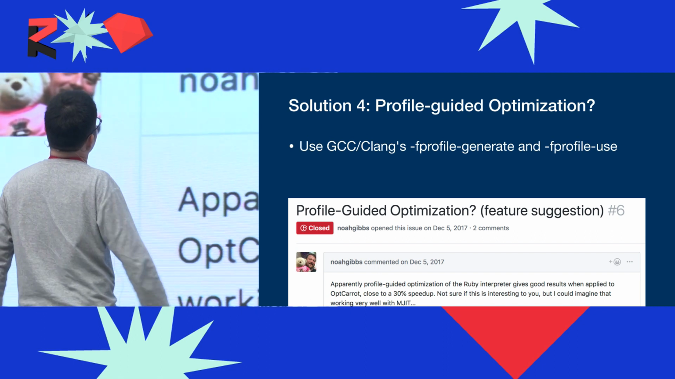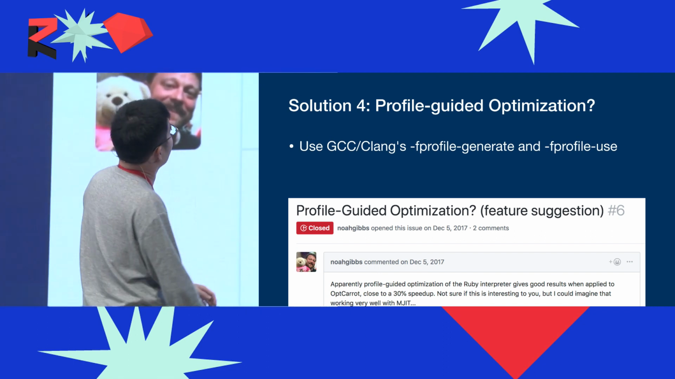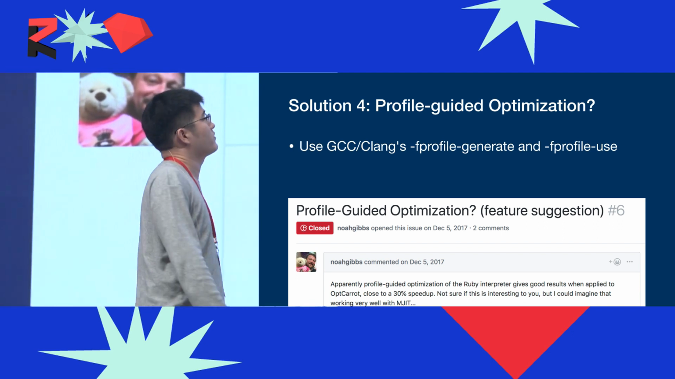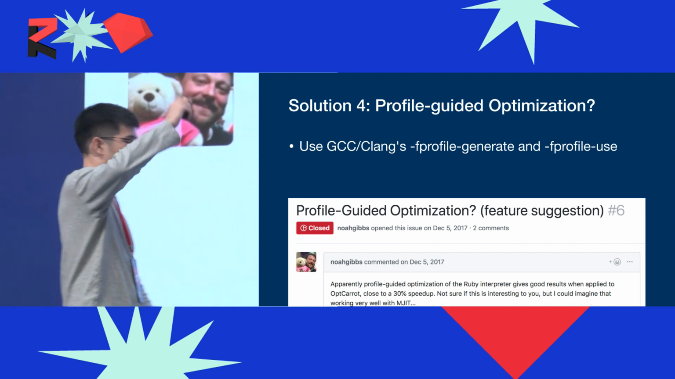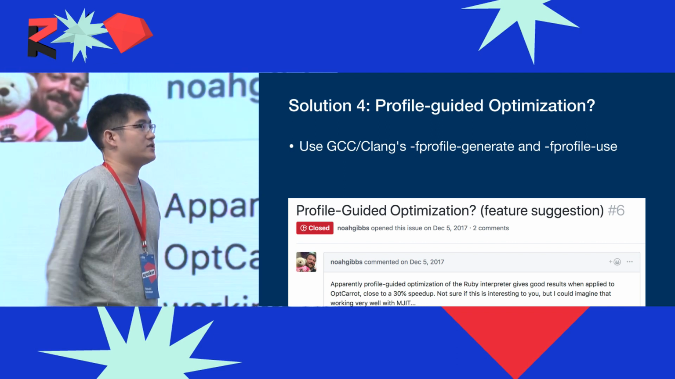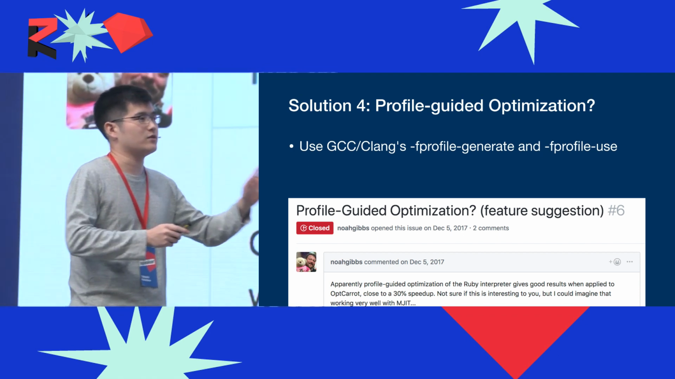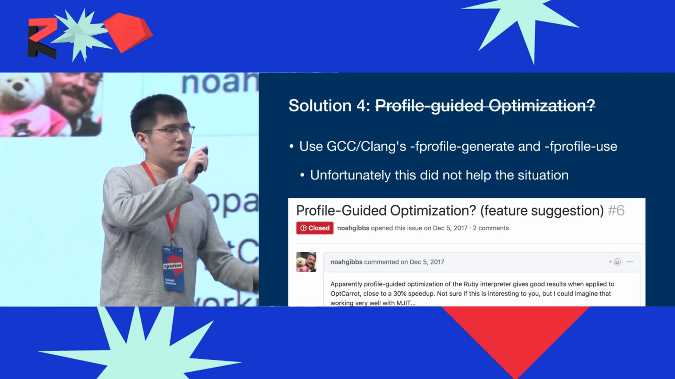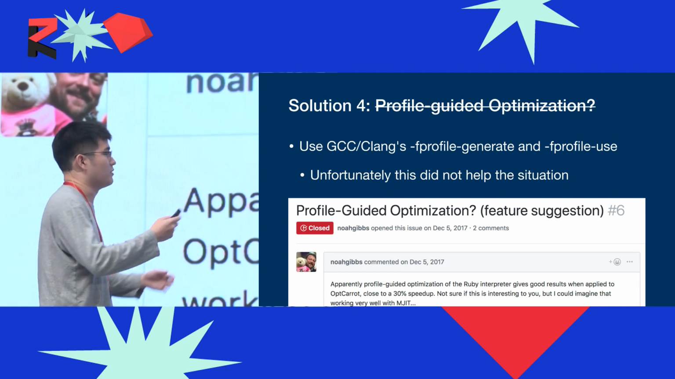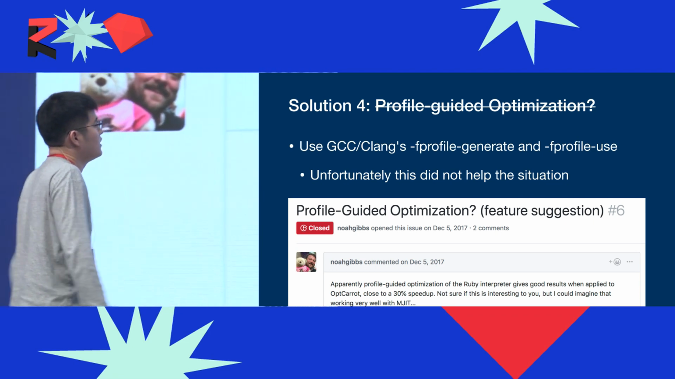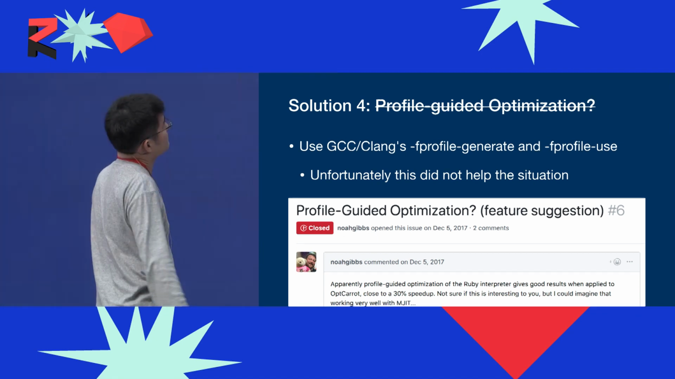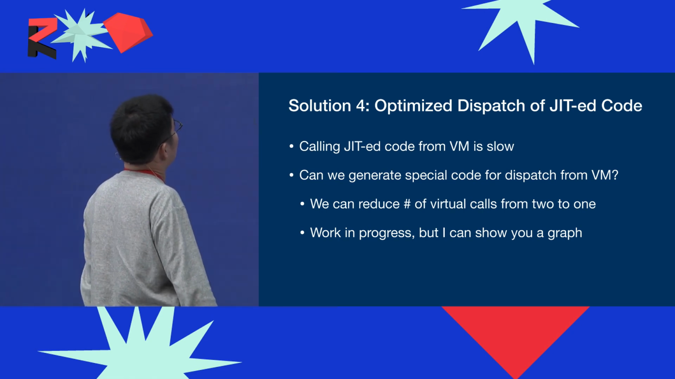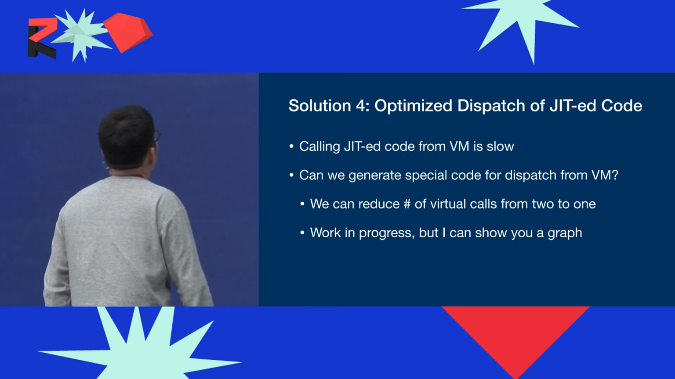The first approach for this was suggested by Noah, and this mechanism uses GCC or Clang's profile generate option and then the profile use option to reuse the profile at runtime for native code. But actually, for MJIT generated code it does not help, I found from the investigation. So I just dropped this option for now. The current approach is what I'm calling optimized dispatch of JIT code.